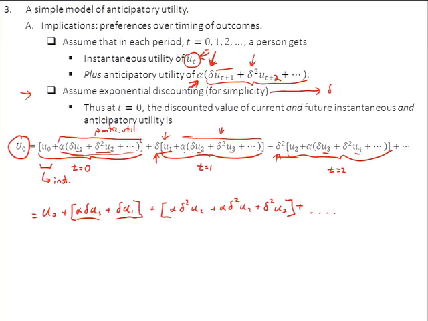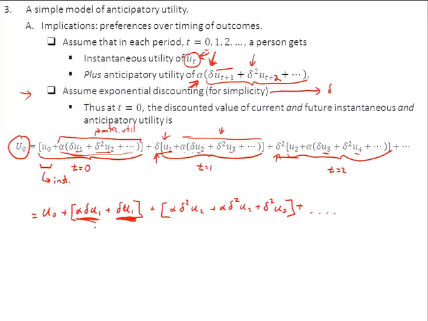Sorry, let me back up and say that again. This piece here, without the alpha, is the actual instantaneous utility that the person's going to get tomorrow, period 1. And they're discounting that by delta 1 because it's 1 period away. This is their anticipation of that instantaneous utility tomorrow, but they're getting that anticipation now. So it's not discounted by delta because it's in the future. It's reduced by delta because anticipating things is harder when they're further in the future.